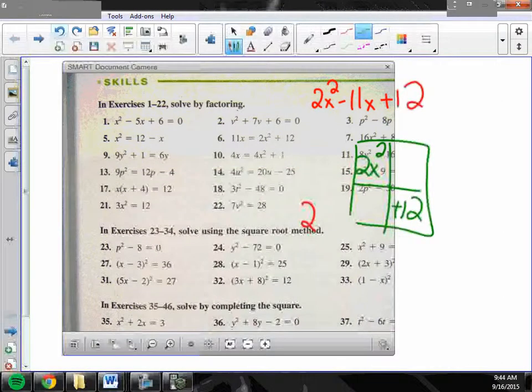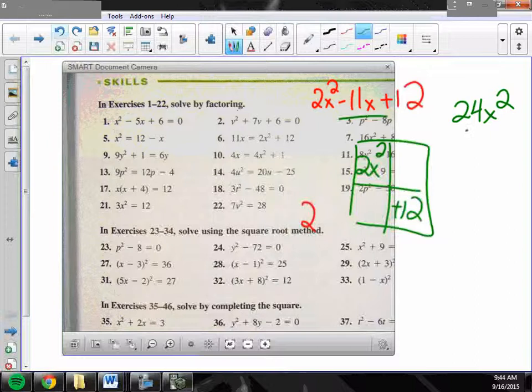So we take 2x squared and we multiply it by 12 and we get 24x squared. And now we're using the factors of 24 to create negative 11. What are they? 8 and 3, and they're both negative. Good. So negative 3x and negative 8x.